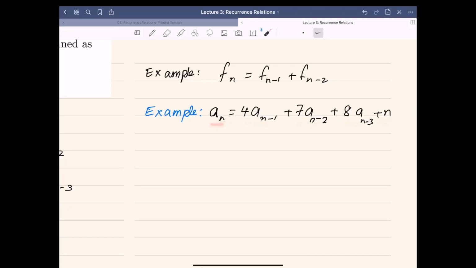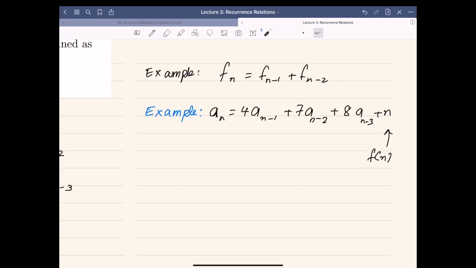This term has a_n. These terms have a_{n-1}, a_{n-2}, a_{n-3}, but this term does not have any a_i. So we will label this term as f(n), as a function of n. The first thing that we need to know about a recurrence relation is its degree. What is the degree of this recurrence relation? It means how far it goes back to its predecessors.